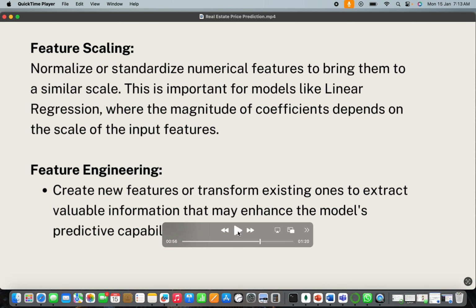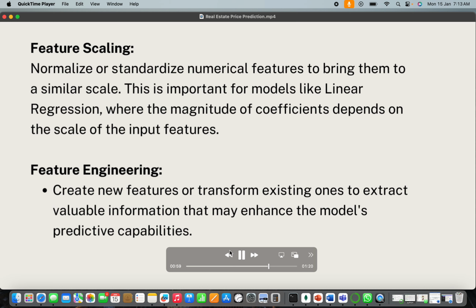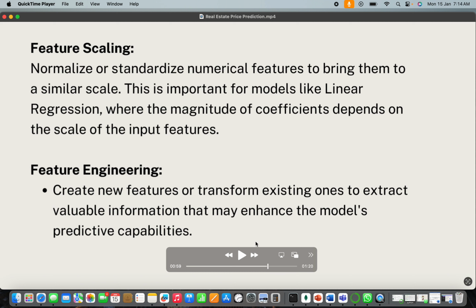The second is feature scaling. Normalize or standardize numerical features to bring them to a similar scale. This is important for models like linear regression, where the magnitude of coefficients depends on the scale of input features. Then, create new features. Create new features or transform existing ones to extract valuable information that may enhance the model's predictive capabilities.